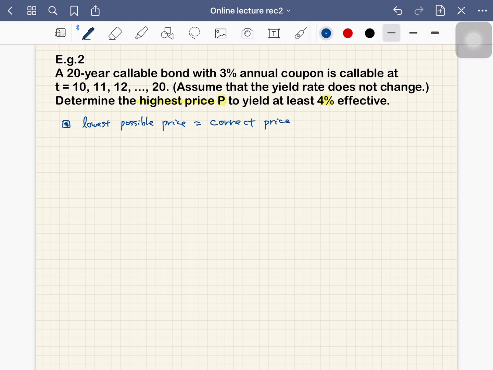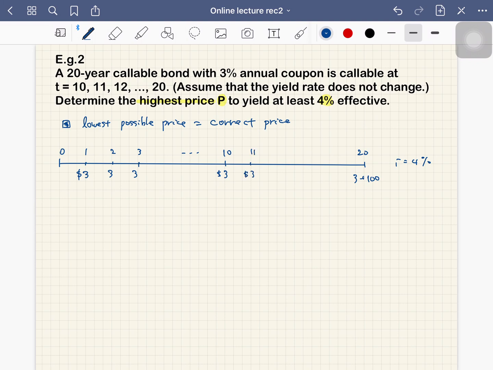Okay, so think about the time diagram. We have the 20 years, so 0 to 20. So 0, 1, 2, 3, up to 20. And 3% annual coupon, and it doesn't say anything about face value or redemption value, so everything is 100. So the coupon is $3, $3, $3, and finally we redeem at 100. So i is equal to 4%. And it's callable at 10, so we put 10 here, and 11, 12, 13, up to 19 and 20.